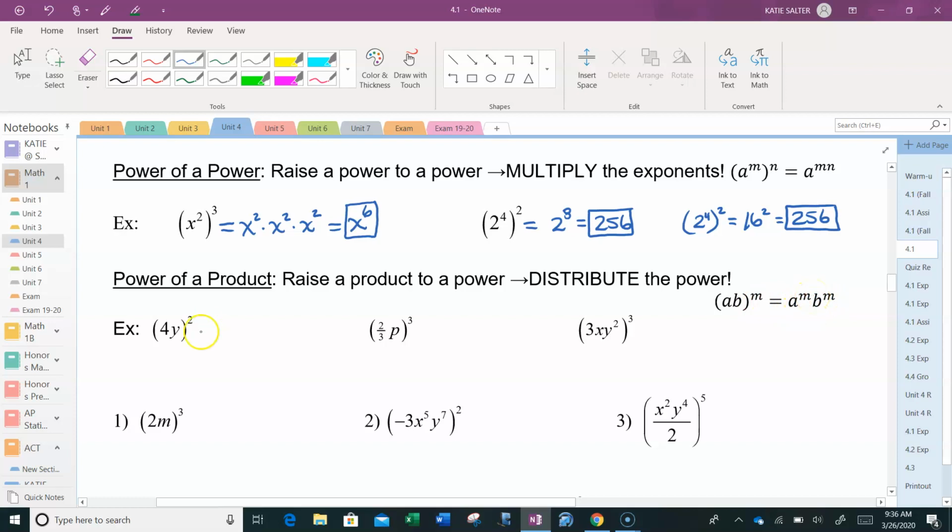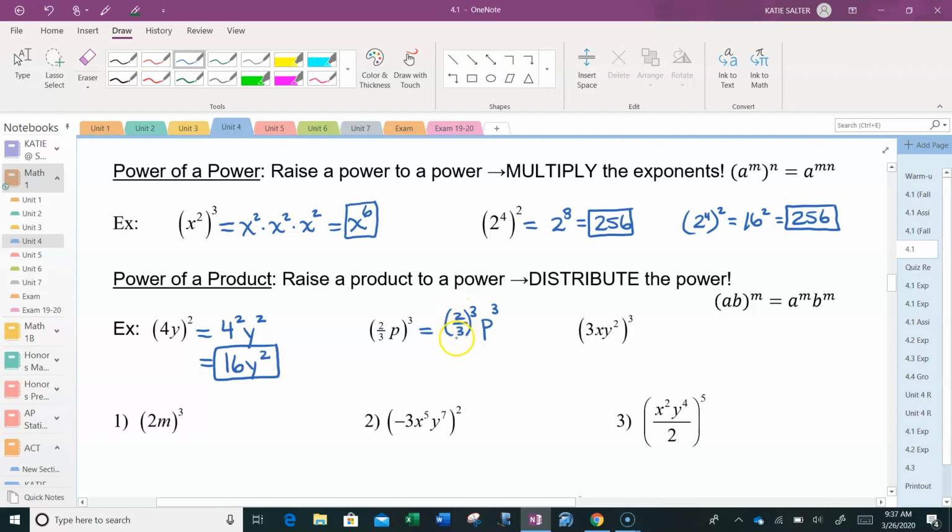So let's look at this first example. So this would be 4 squared y squared. And then, of course, we would always simplify it. We know 4 squared is 16y squared. Looking at the next one, 2/3 p cubed. So what that means, guys, is we want to do 2/3 cubed p cubed.